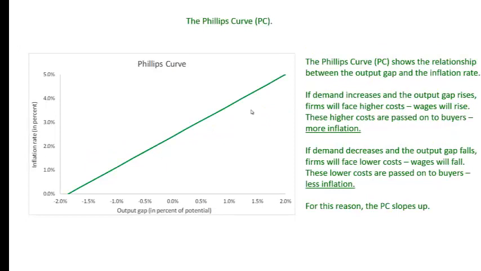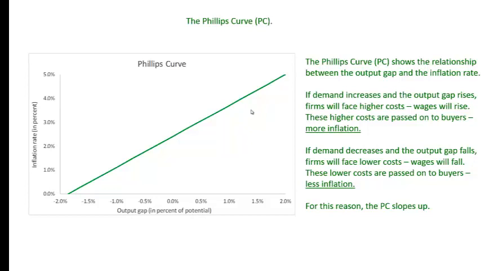The Phillips curve, or PC, shows us the relationship between the output gap and the inflation rate. Suppose that demand increases and the output gap rises. Firms will face higher production costs. That includes higher wages, and these higher wages will be passed on to final purchasers of goods and services in the form of higher prices, that is, more inflation.